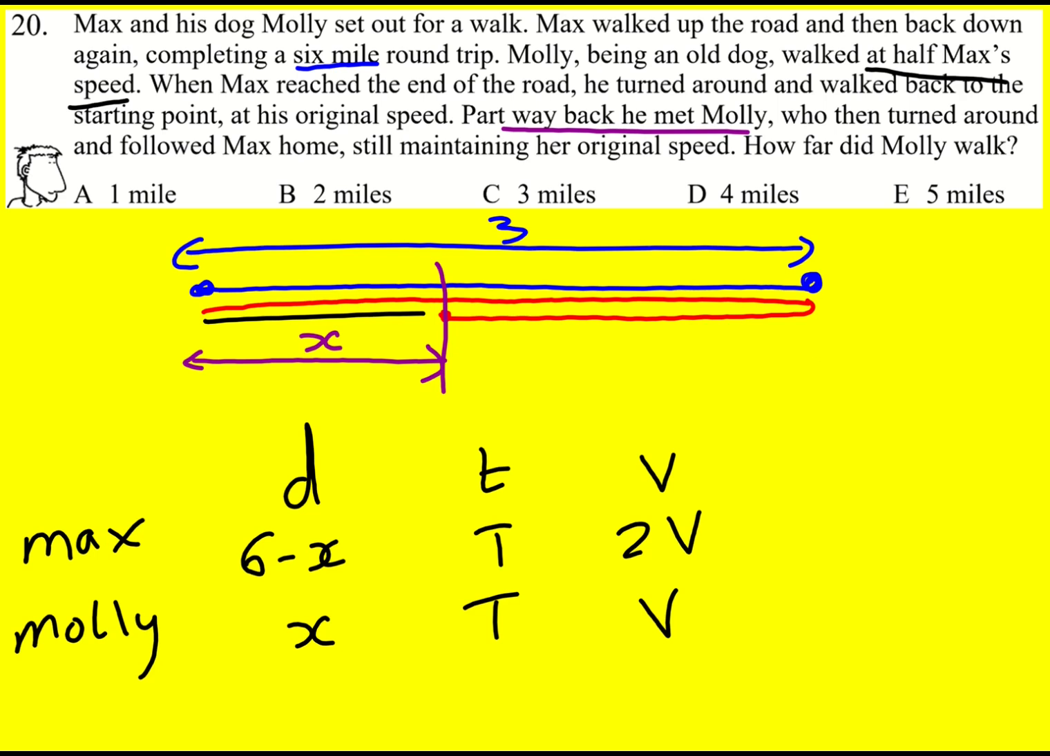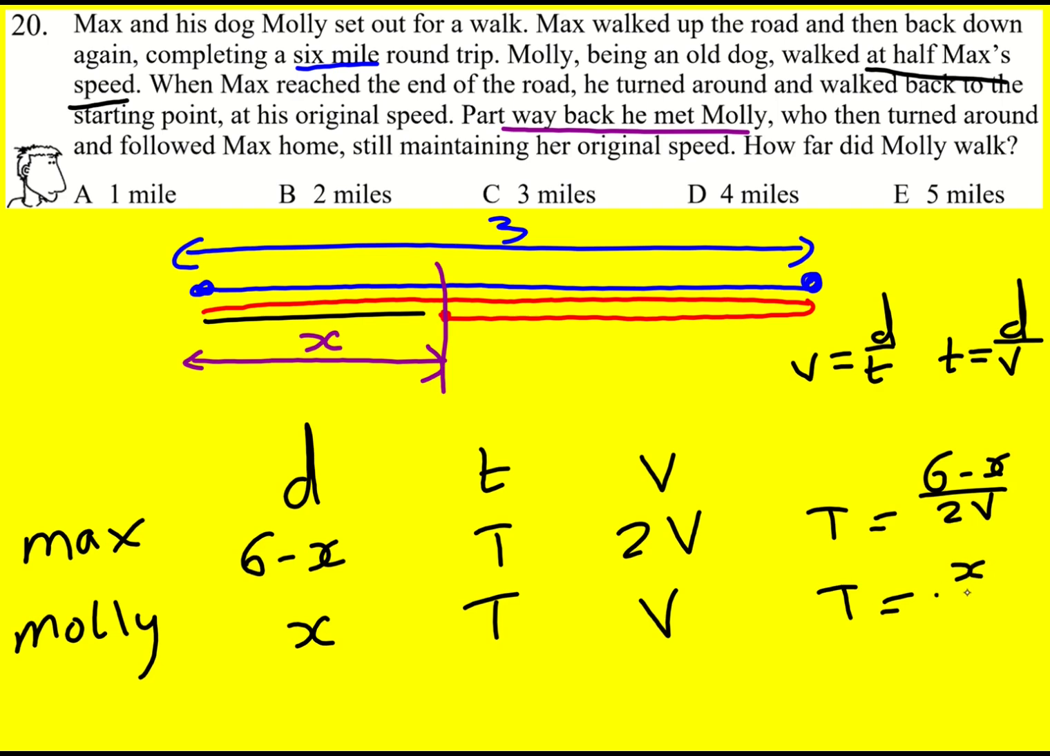Right, now I always like to deal with these questions in this way: get down speed, distance, time, and then create the equation from it. Speed is distance over time. I can rearrange that so time is distance over speed. Therefore t for Max is going to equal (6 minus x) over 2v, and t for Molly is going to be x over v. And because they're the same, we can set them equal to one another. (6 minus x) over 2v is going to equal x over v.